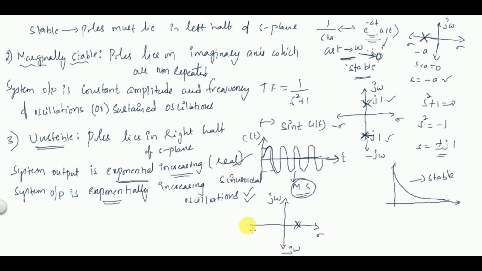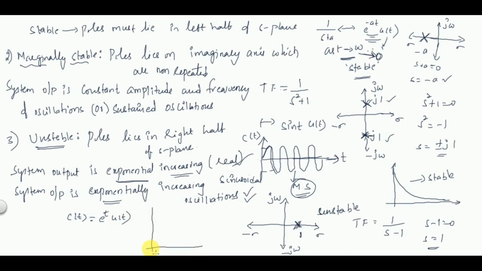This is sigma, the real part, and this is minus sigma. Such signals where the poles lie in the right half of the S plane are said to be unstable signals. For example, the transfer function is 1 by S minus 1. So S minus 1 is equal to 0, S is equal to 1. What will be the impulse response? Impulse response is c of t equal to e power t into u of t.